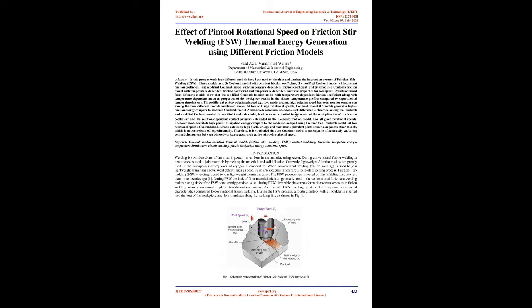different models mentioned above. At low and high rotational speeds, Coulomb model generates higher friction energy compared to modified Coulomb model. At moderate rotational speed, no such difference is observed among the Coulomb and modified Coulomb model. In modified Coulomb model, friction stress is limited to a maximum value instead of the multiplication of the friction coefficient and the solution-dependent contact pressure calculated in the Coulomb friction model.